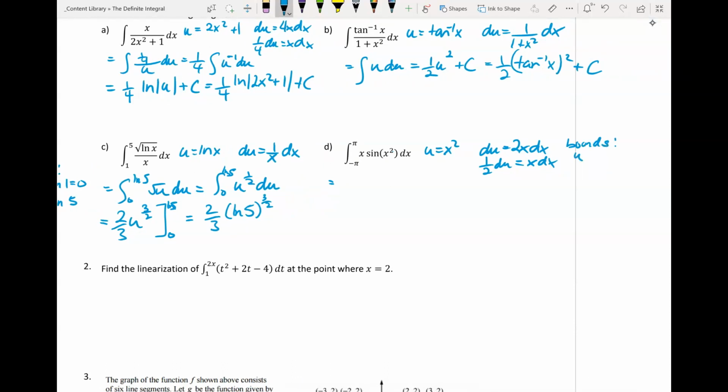So we're going to find u of negative pi as well as u of pi. So then we have pi squared and pi squared. Well, that means our bounds are the same. But I'm still going to do my replacing first before I say this is equal to 0. Okay, so our bounds are the same. And then I replaced the x squared with u and the x dx with a half du. But because our bounds are the same, then we're just going to get 0 for our integral.